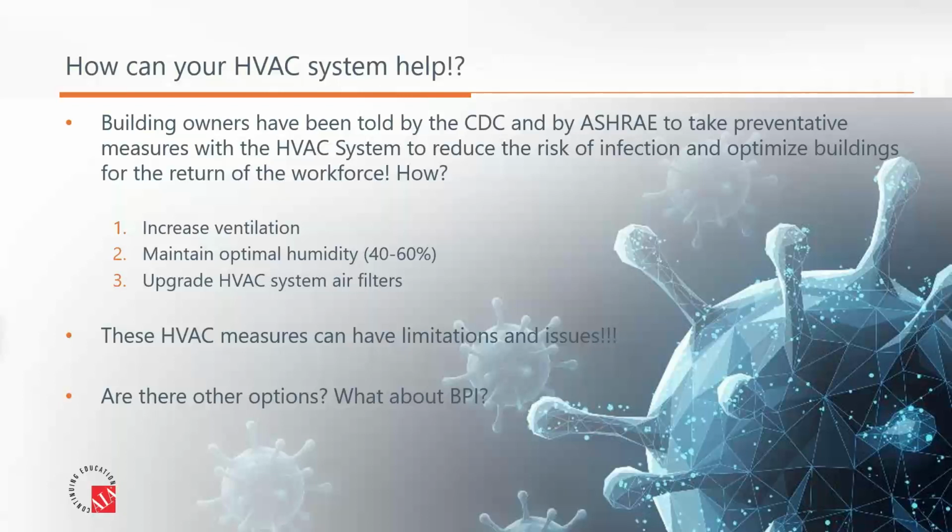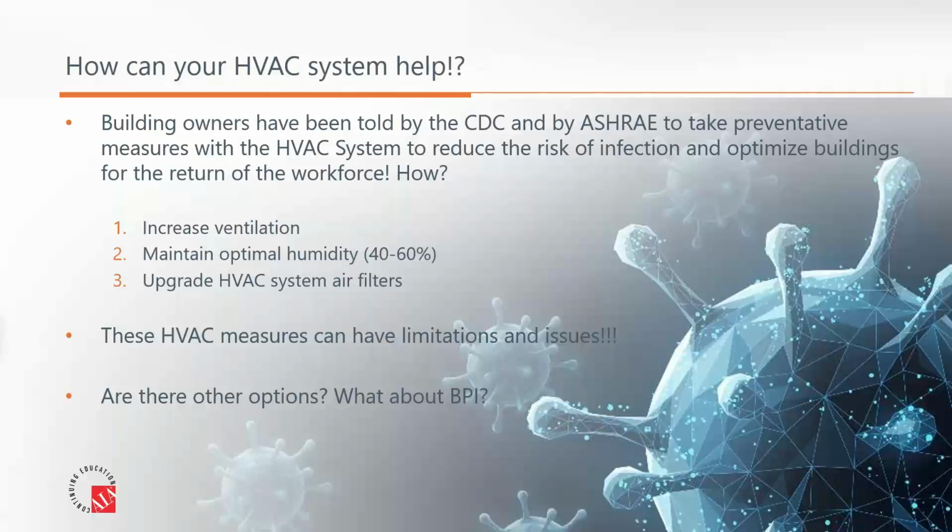Well, the three things that they're focusing on and have been focusing on, and it really is an old playbook, is to increase the ventilation, bring more outside air in, maintain optimal humidity, 40 to 60%, and upgrade your HVAC system air filters. As I've said to people, these HVAC measures certainly can help, but they do have limitations. When we talk about increasing ventilation, it may be that our systems just can't handle that in one fashion or another. And then even in the peak seasons, now we're dealing with capacity issues that we may not have enough heating capacity and/or cooling capacity to deal with that amount of outside air.